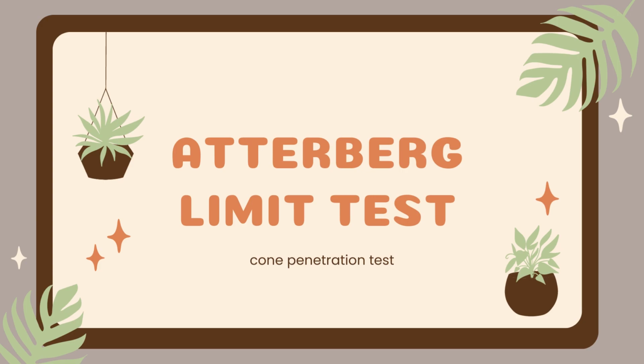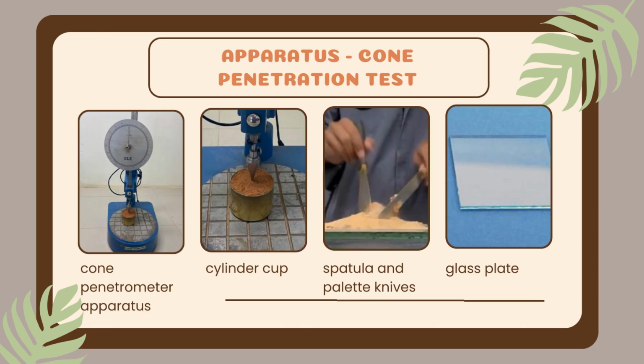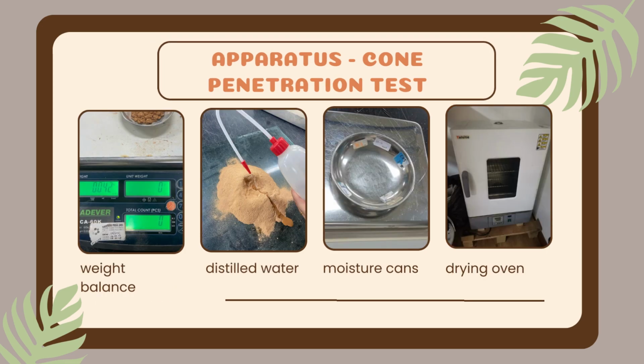Next, we move to the Atterberg limit test. There are actually two soil tests in the Atterberg limit test, which are the Casagrande test and the cone penetration test, but I chose the cone penetration test for my mini project. The apparatus of this experiment is a cone penetrometer apparatus, cylinder cup, spatula and palette knife, glass plate, weighing balance, distilled water, moisture cans, and drying oven.